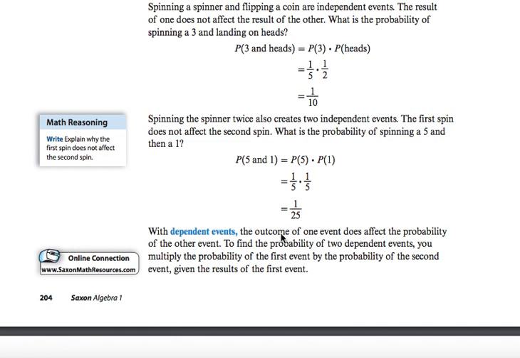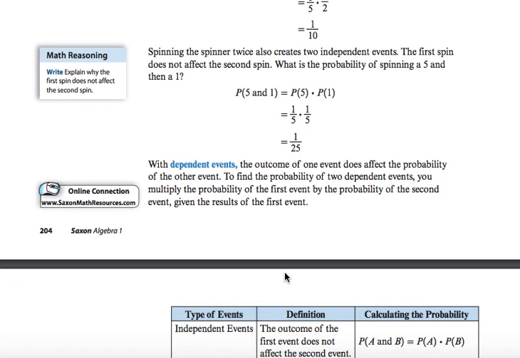Here's the difference. With dependent events, the outcome of one event does affect the probability of the other event. To find the probability of two dependent events, you multiply the probability of the first event by the probability of the second event. So the math is still the same, but you have to think dependent events have this connection between what happened in the first event and what happened in the second event. So the second event is based on or given the results of that first event.